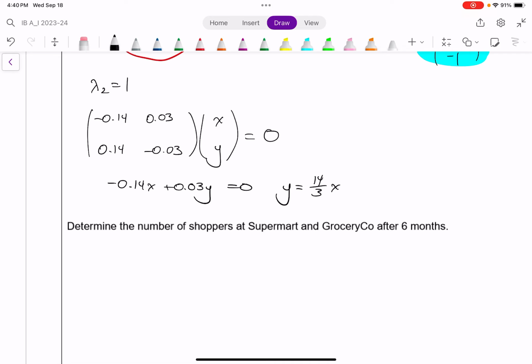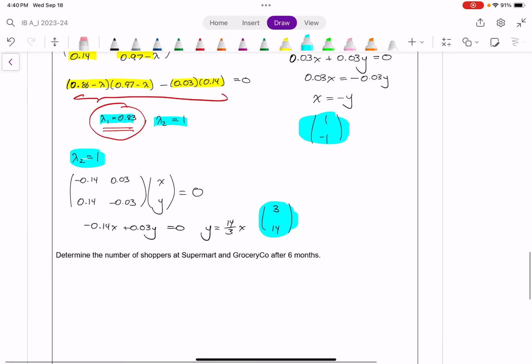And I want to give myself easier numbers. So I want to use x being 3, times 14/3 is 14. And so when I have an eigenvalue of 1, the eigenvector I want to use is this. Okay, and I did that pretty quick.